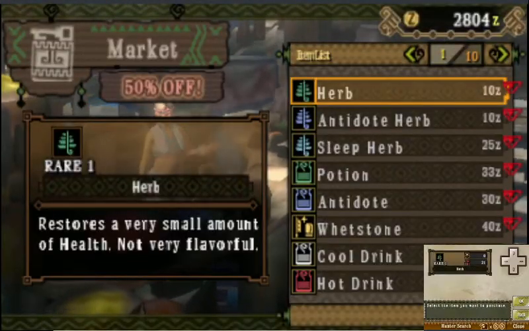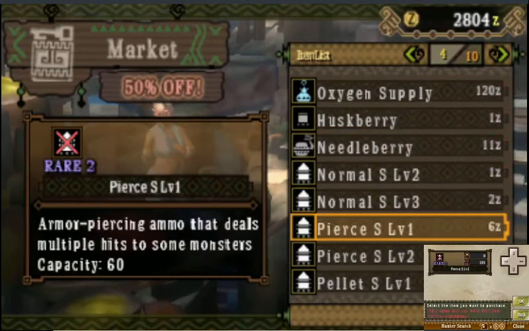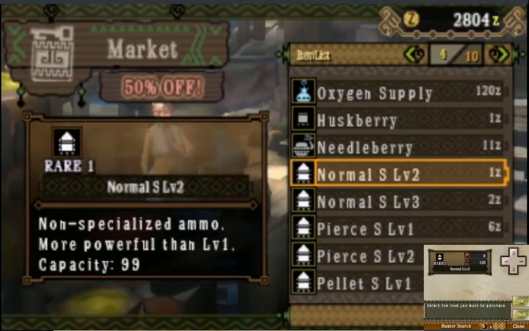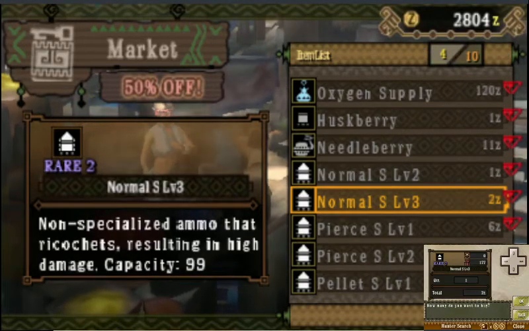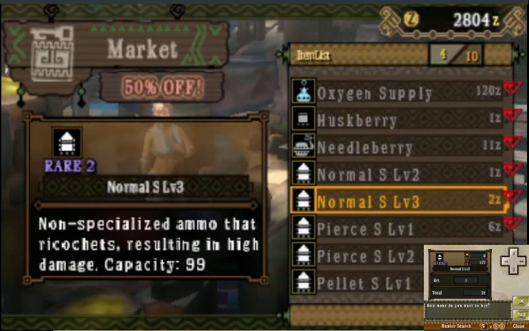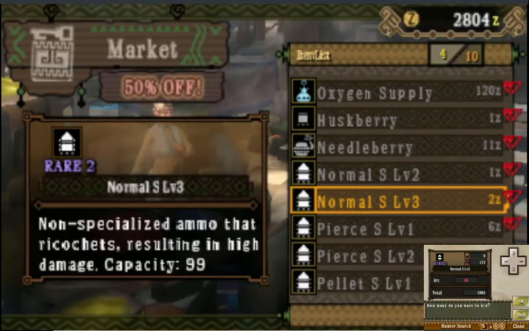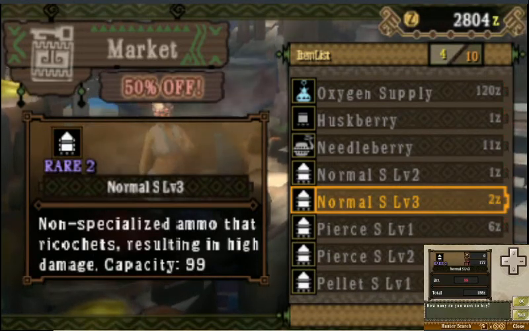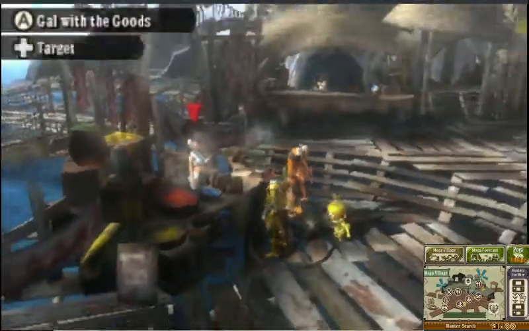So this is the shop, and you can see that these are the ammunitions that you can buy. Thankfully, ammunitions are very cheap. For example, the level 3 normal shot costs just 2 zenny, and you can easily buy as much as you can carry per hunt, and it will cost me only 198 zenny. Of course, these prices are discounted. As you can see, it is 50% off because the Argosy captain is around.